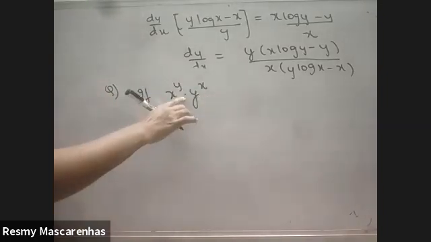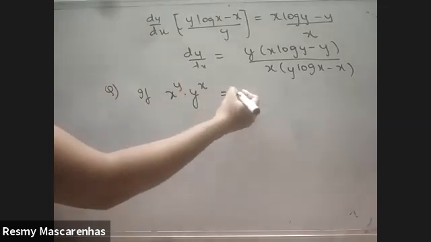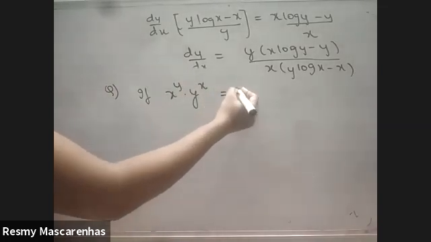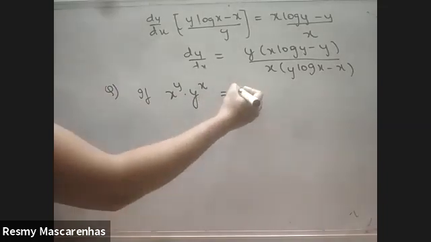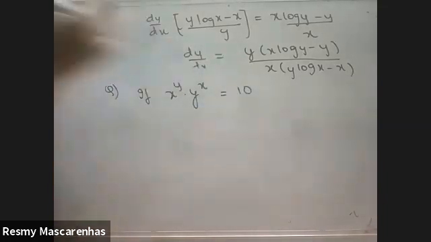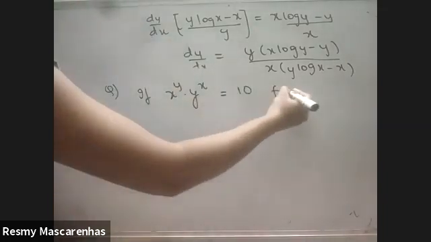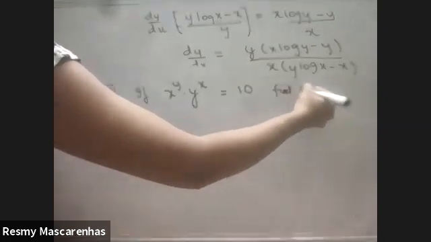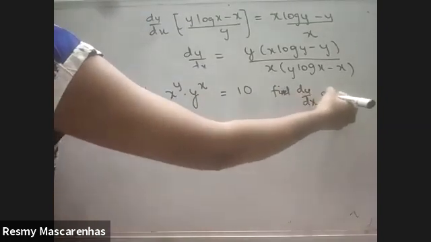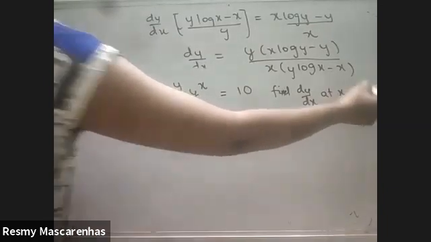This is into, okay? Any number you can, any constant. Even a could be there. Suppose if I consider it to be 10. Find dy by dx at x is equal to 1.